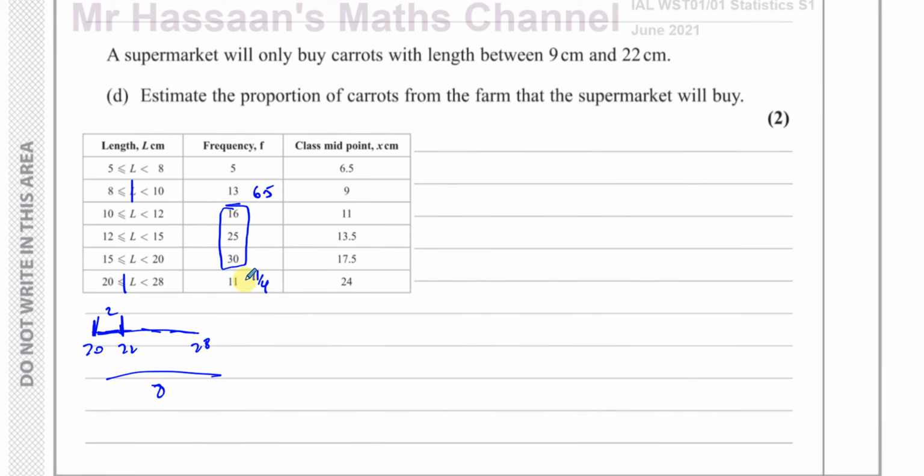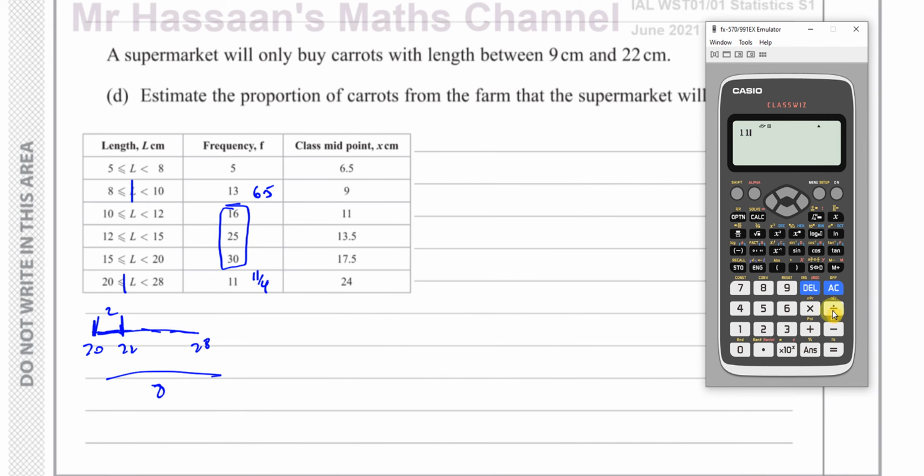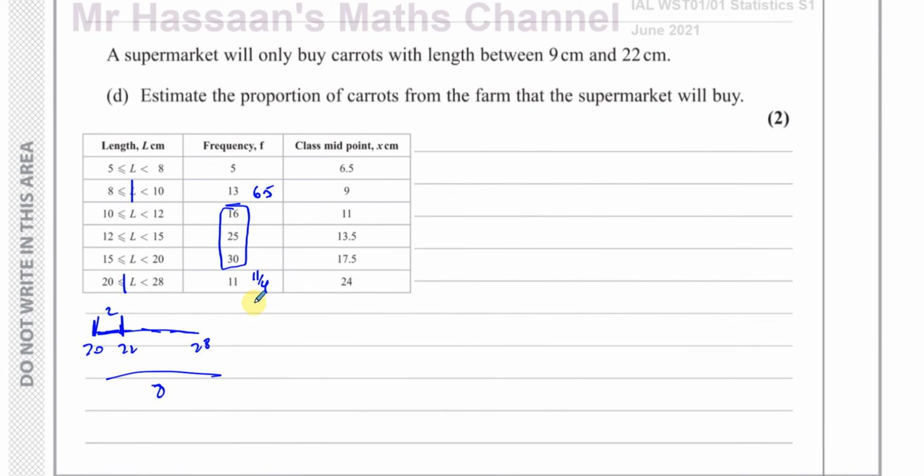So that's going to be 2.75, isn't it? 11 over 4 is 2.75, so you can just keep it in decimals. So that's 2.75 from here. That will be what we need.